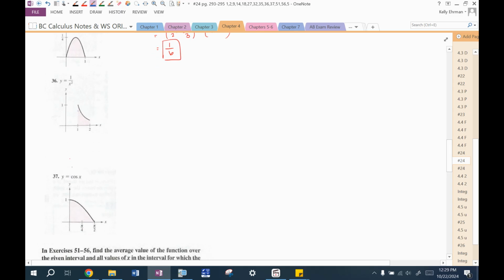For number 36, the shaded region is here. So this is the integral from 1 to 2 of 1/x squared. So I'm going to write x to the -2 dx. That will make my exponent rule easier. When you add 1 to that exponent, you get x to the -1 over -1. And then you should simplify that. So that's just -1/x. Plug in 2 first, -1/2, minus plug in 1, -1. -1/2 plus 1 is 1/2.